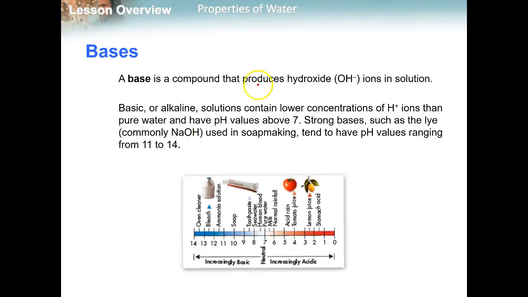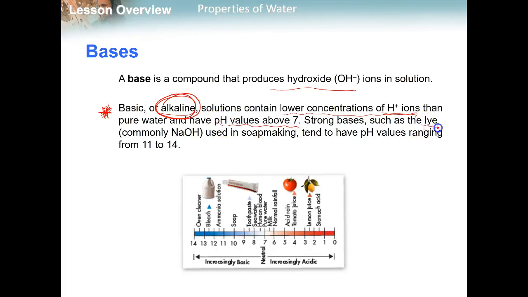Bases are a compound that will produce hydroxide ions in a solution, and bases are also referred to as alkaline, and that's what I wanted to say when I started to talk about the antacids. Antacids are alkaline, they're basic. They have lower concentrations of hydrogen ions than pure water. And girls, I asked this on a test, so please make sure that you get this. They have lower concentration of hydrogen ions than pure water, and they have pH values that are above 7.